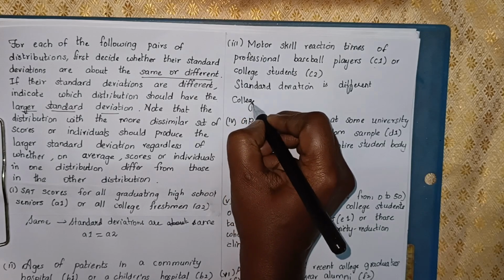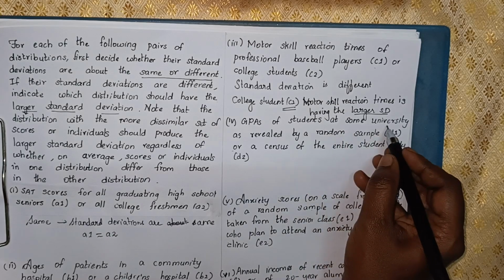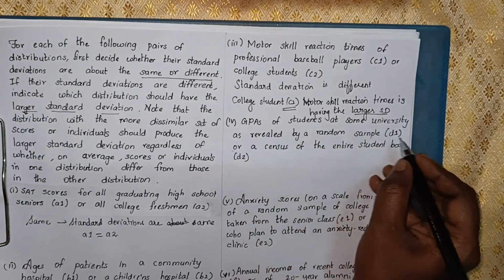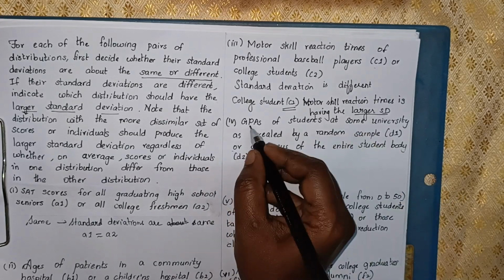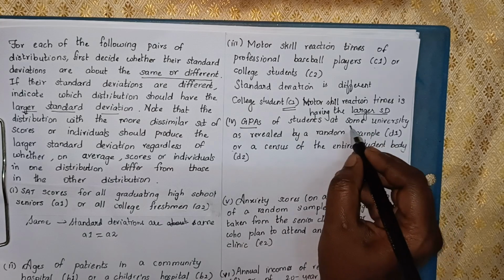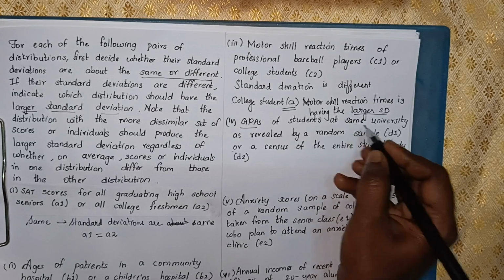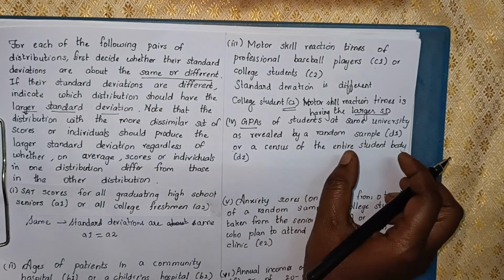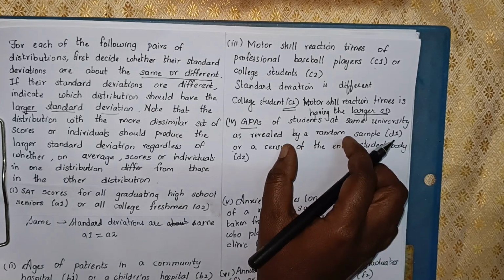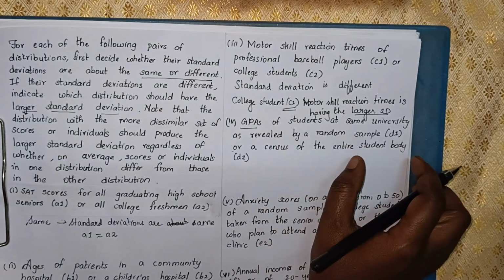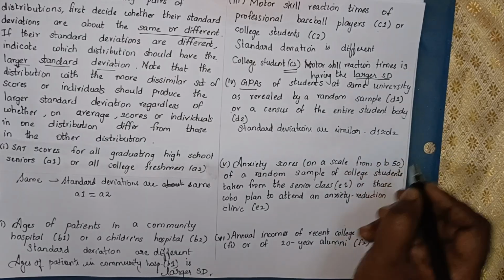College students have the larger standard deviation. Next: grades of students at some university as revealed by a random sample, D1, or a census of the entire student body, D2. Now here we are going to see the grades. They take a sample, then compare it with the entire student body. According to me, whether you take a sample or the whole student body, you will get almost the same standard deviation. So D1 is similar to D2.